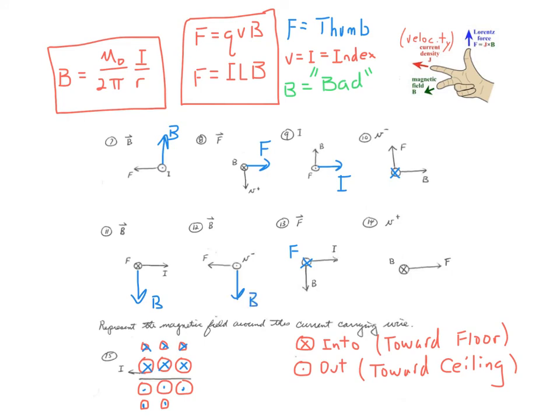We did number 13. Number 14, it's a proton. Bad finger towards the floor. Thumb to the right. F is thumb. X is towards the floor. Index finger points towards the back of the room. And you'll find that number 14 is actually the same as number 8. It's the same problem once you finish it off.